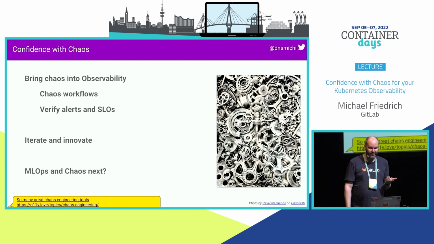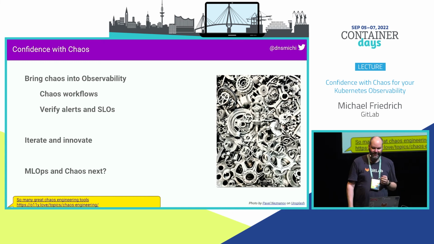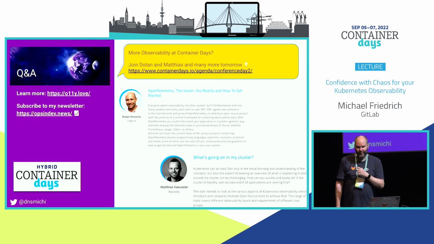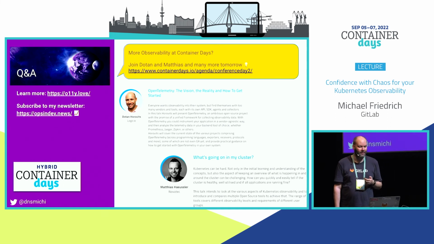And last but not least, bring confidence with chaos, bring chaos into observability, chaos workflows, alerts, iterate and innovate. And the last thing is maybe combine machine learning and chaos engineering, which would be fun, maybe Skynet in the future or something. But yeah, many ideas, many great things to learn. And if you want to learn more, I would recommend checking out Dotan and Matthias' talks and many more tomorrow, which dive deeper into observability.